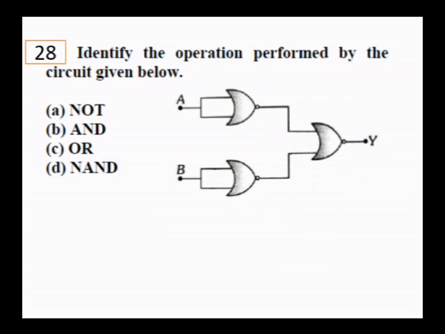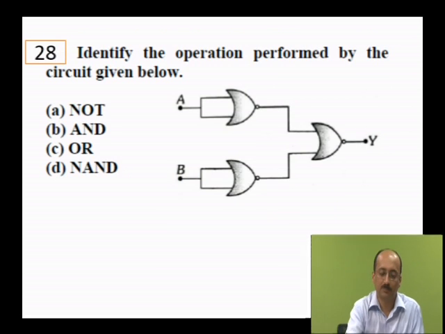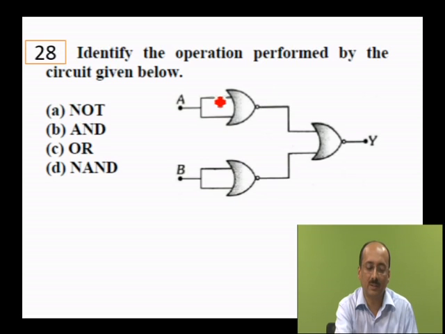Identify the operation performed by the circuit given below. Now a shorted input NAND gate or a NOR gate. This is basically a NOR gate with shorted input, it will behave like a NOT gate. So the output of this will be A bar and the output of this will be B bar. You are giving it to basically another NOR gate. Imagine first without the bubble it will appear like an OR gate.